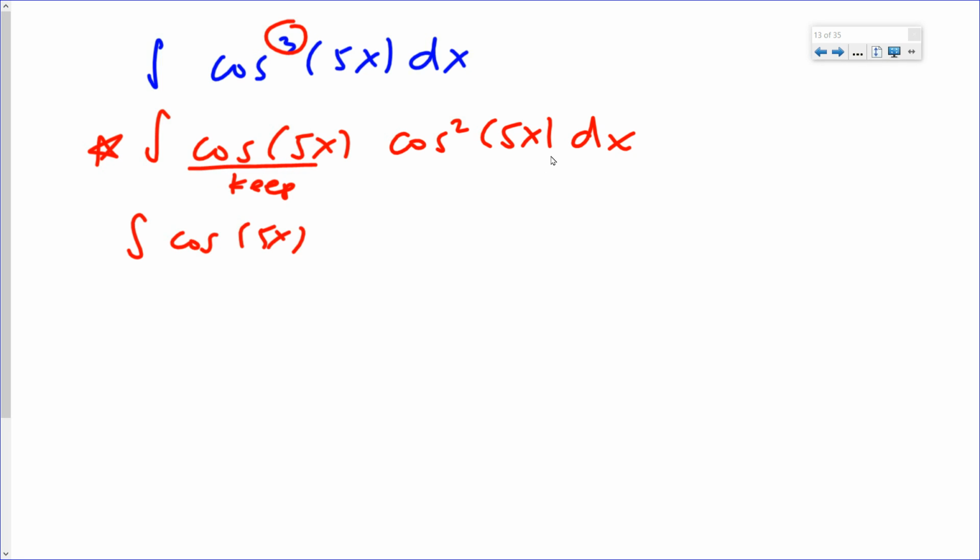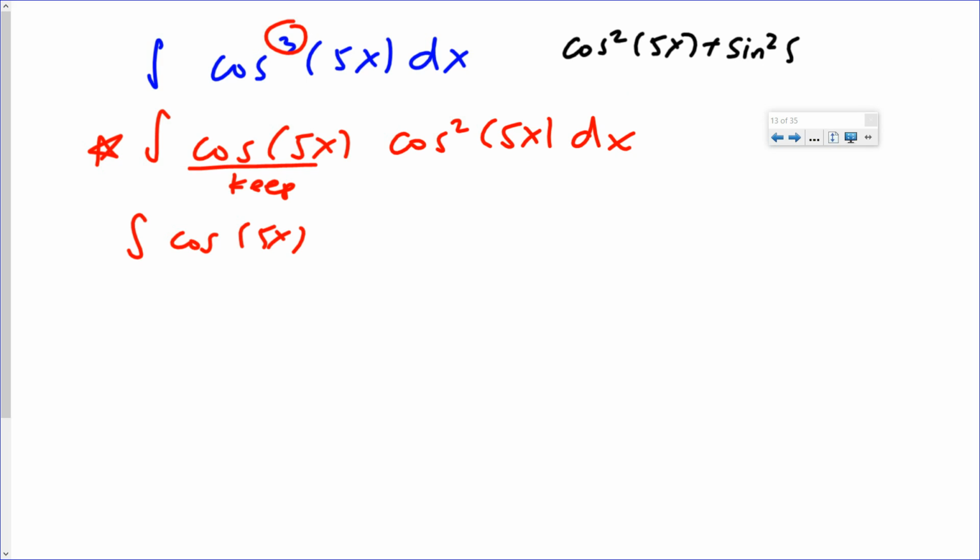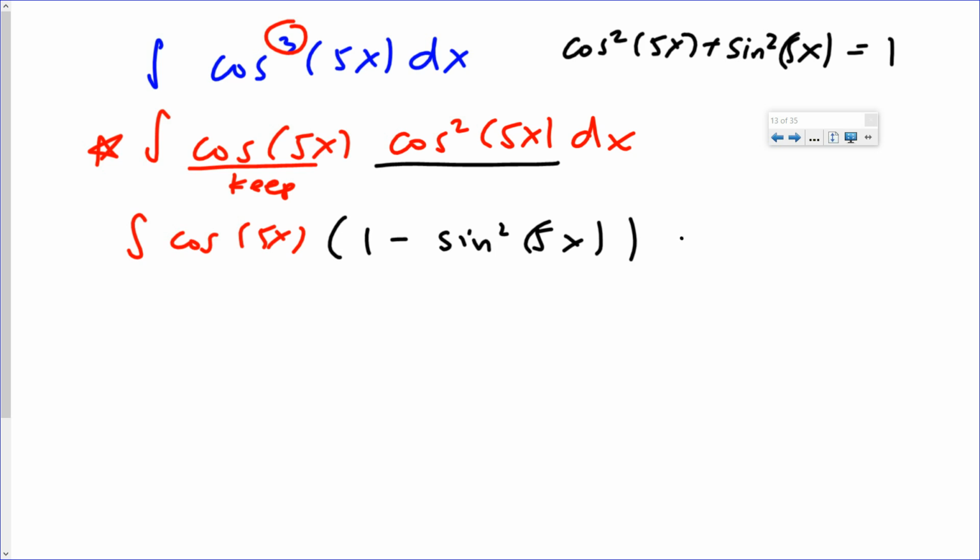The one that you don't keep, you change it to sines. Now, how do I change cosine to sine? Well, I know that cosine squared 5x plus sine squared 5x is equal to 1. You know that. So that means this cosine squared is actually equal to 1 minus sine squared 5x, dx. Okay, that's what I did. Then I keep one cosine, change everything to sine, which I've done.